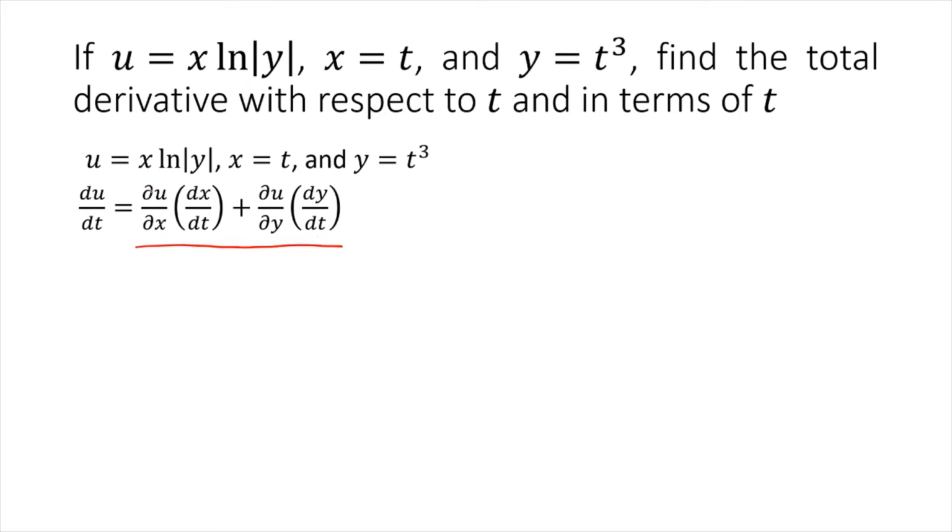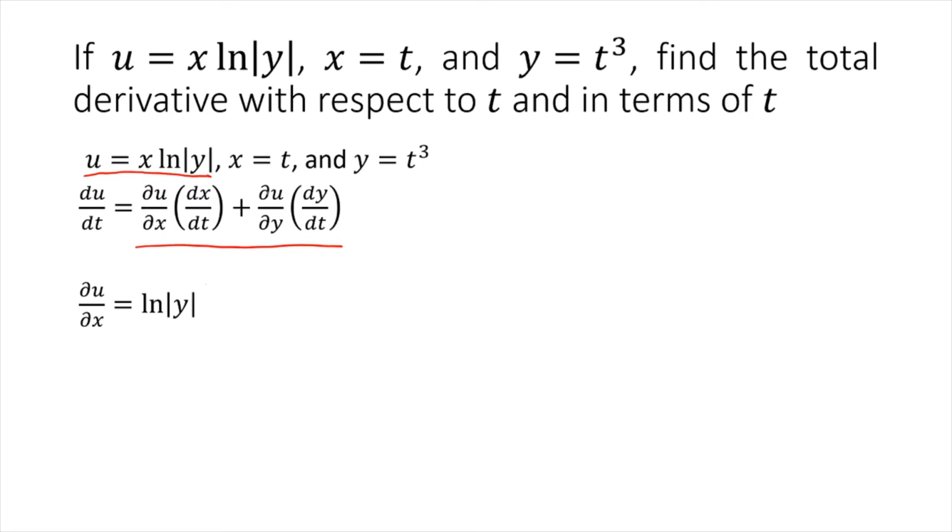So we need the partial derivative of u with respect to x, the derivative of x with respect to t, the partial derivative of u with respect to y, and lastly the derivative of y with respect to t. Let's first determine the partial derivative of u with respect to x. We'll hold y as constant, therefore ln y is constant. So the derivative of x with respect to x is equal to 1. So 1 times ln y, therefore this is ln y.